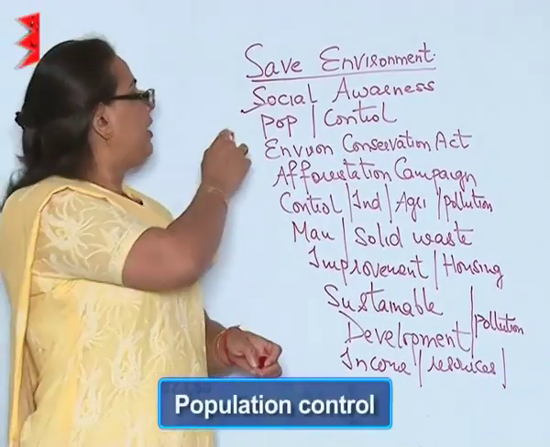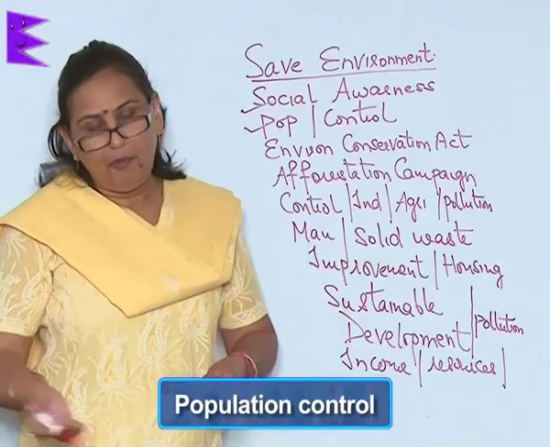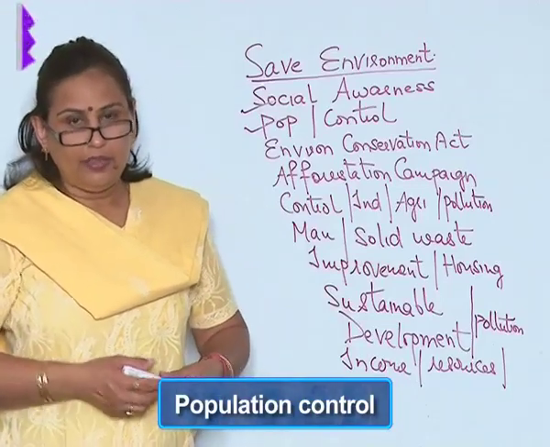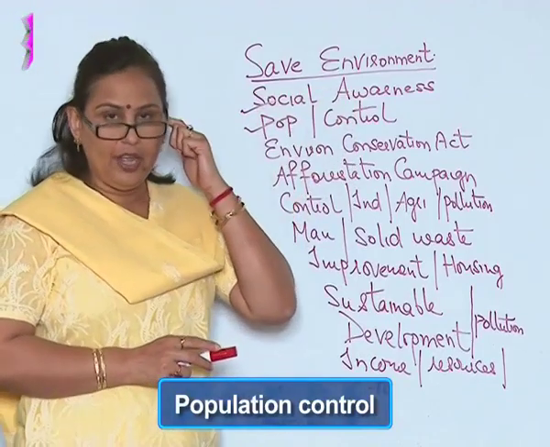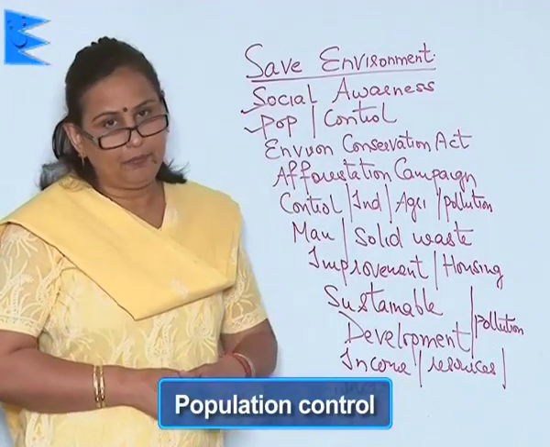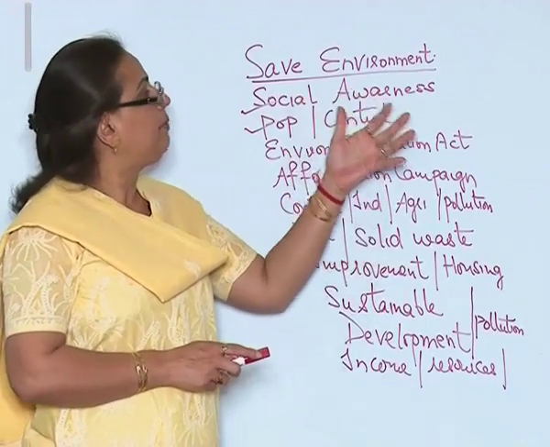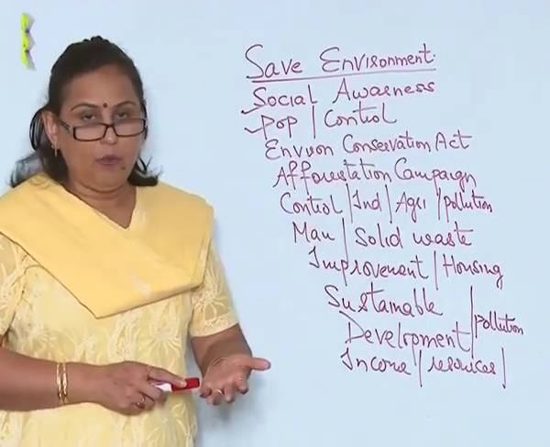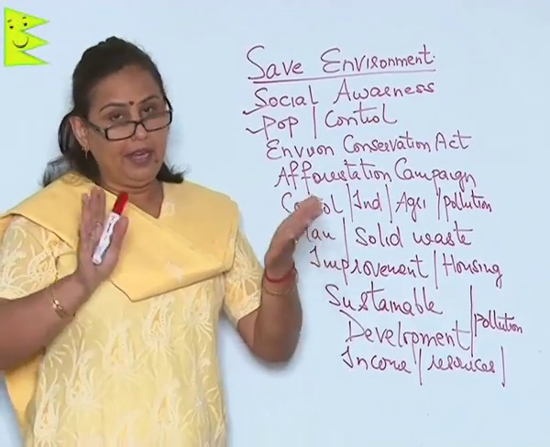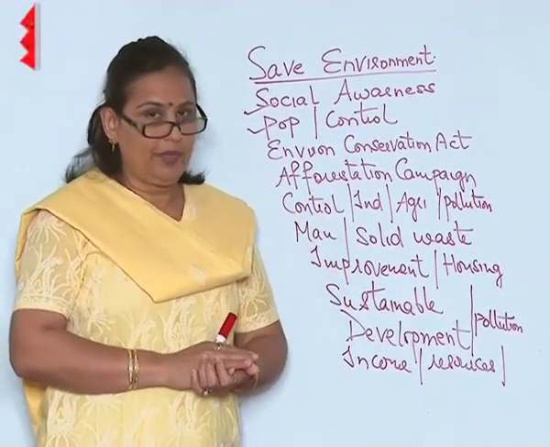Then next is population control. If population is controlled, then half of the problem of the environmental degradation will be solved automatically, because the environmental pressure will be reduced and thus environment would actually be in its control as it should be.